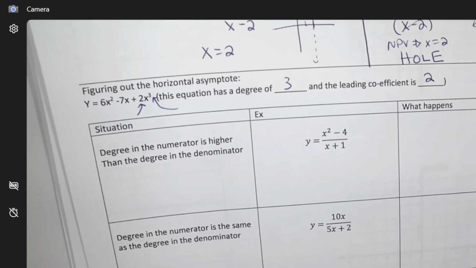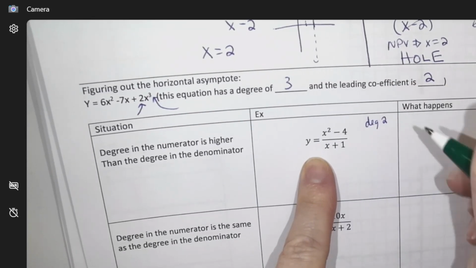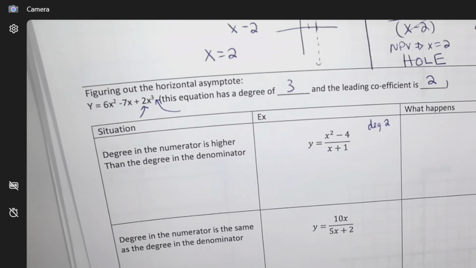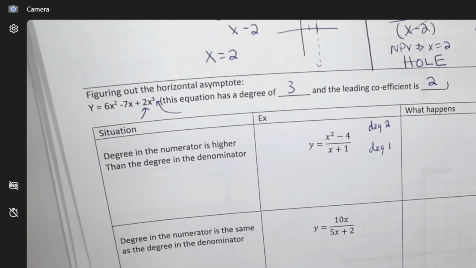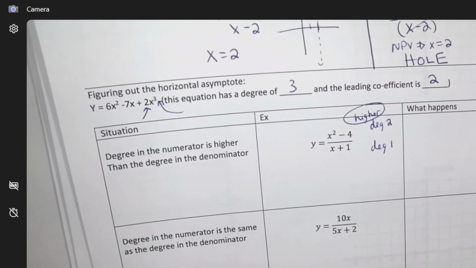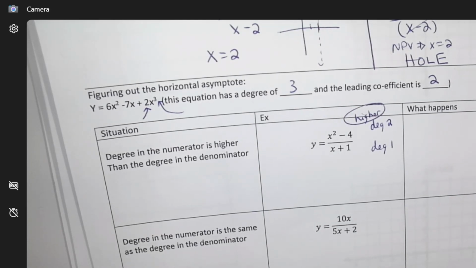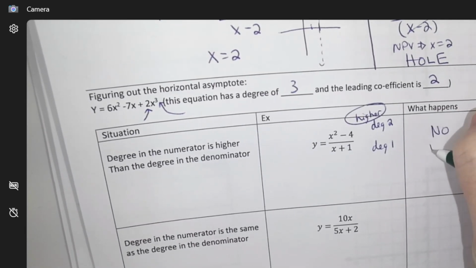Okay, so here's what happens. In this situation, this is degree 2 on the top. It's an x squared, so it has a degree of 2. And on the bottom, this has a degree of 1 because it's just an x to a 1 exponent. So you're higher on the top. If your number on the top gets bigger than the bottom, you are just going to get bigger. Does that make sense? If the number on the top of the fraction is getting bigger, your number is getting bigger. So then, no restrictions.